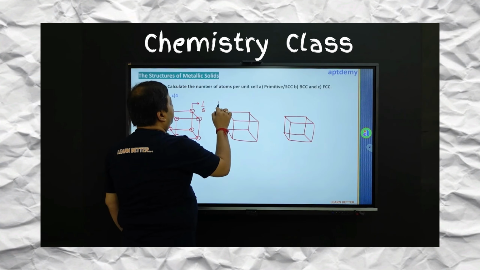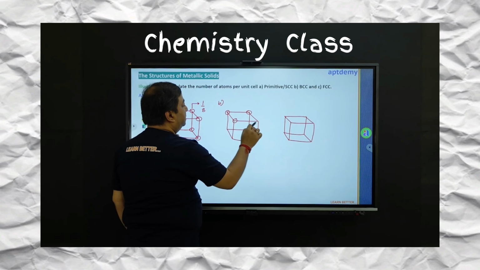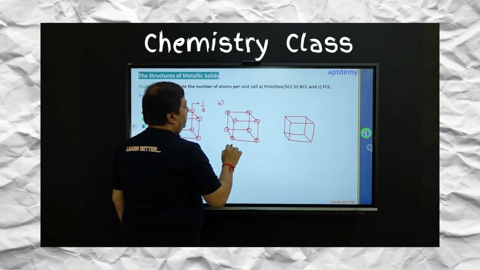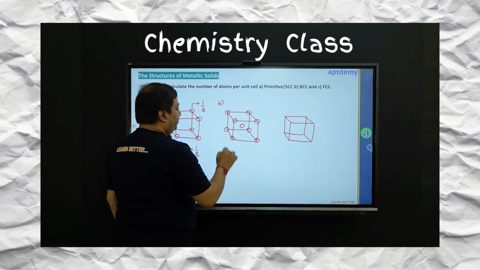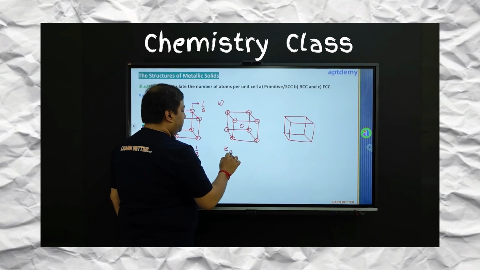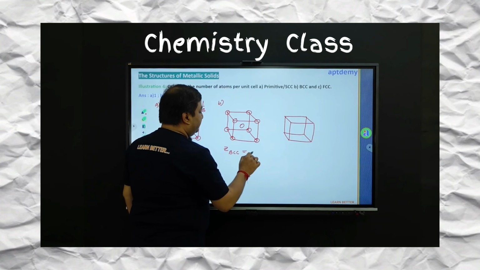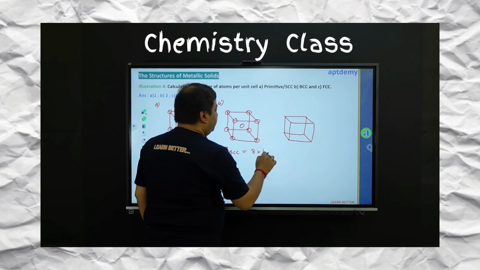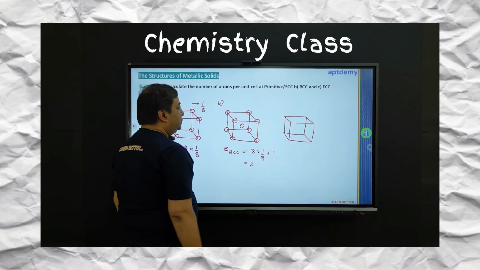Now let us solve for B, which is the body centered lattice or body centered cell. So there are 8 such atoms at the corner and there would be 1 in the middle. So just like before, we will say Z BCC, okay, this is SCC. Here there are 8 such atoms at the corner. So 8 times 1 by 8 plus the 1 that is within the center. So the answer over here is 2.